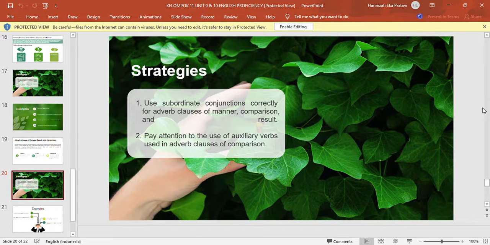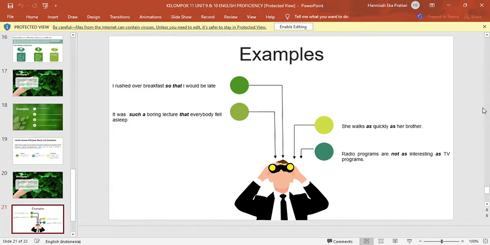For the strategies, one, you can use subordinate conjunctions correctly for adverb clauses of manner, comparison, and result. Number two, pay attention to the use of auxiliary verbs used in adverb clauses of comparison. For example, I rushed over breakfast so that I would not be late. It was such a boring lecture that everybody fell asleep. She walked as quickly as her brother. Radio programs are not as interesting as TV programs.